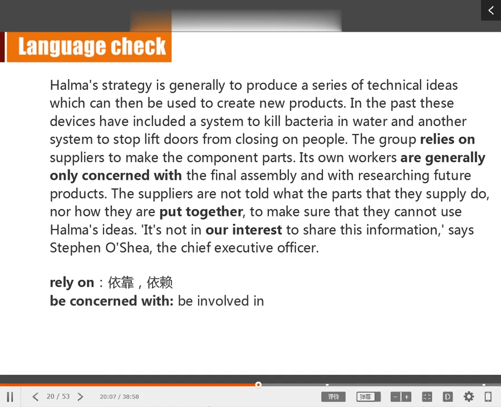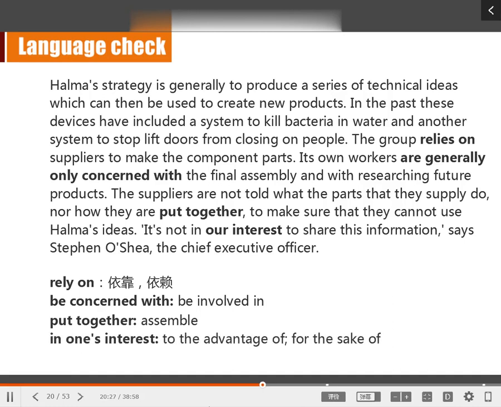Be concerned with means be involved in. The suppliers are not told what the parts that they supply are for, nor how they are put together. So put together here means assemble. And last one, it's not in our interest to share this information. In one's interest means to the advantage of or for the sake of. For example, to think in the interest of the whole company. Okay, so much for the first two paragraphs.